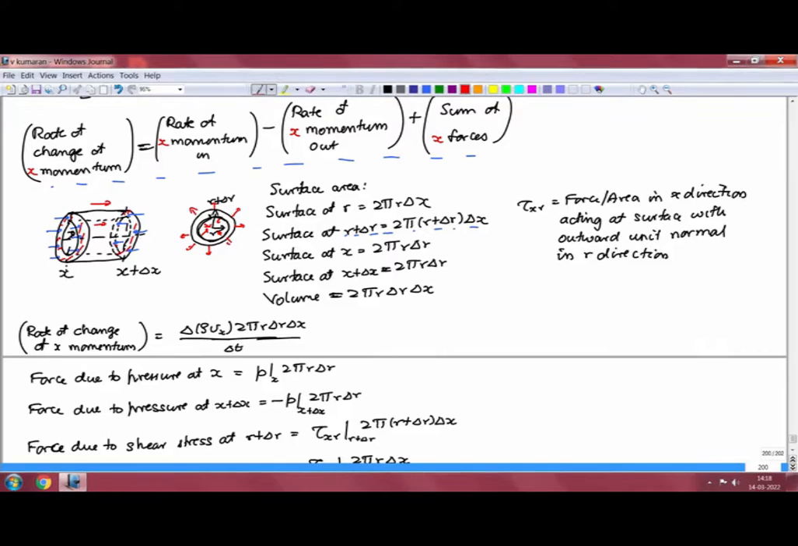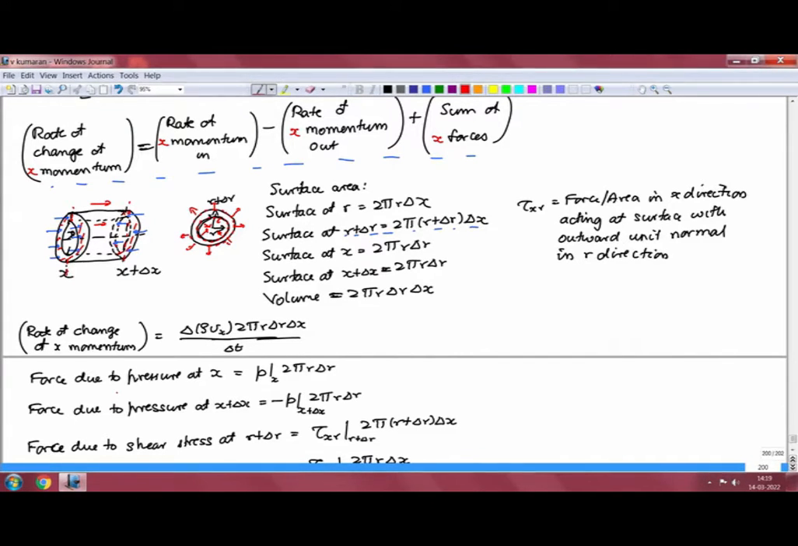We do a shell balance on a differential volume between two surfaces of constant coordinate. In this case, you have two surfaces at r and r plus delta r in the radial direction, where r is the distance from the axis, and along the axial direction there are two surfaces at the location x and at the location x plus delta x. So, those were the surfaces for which we are doing the differential balance.